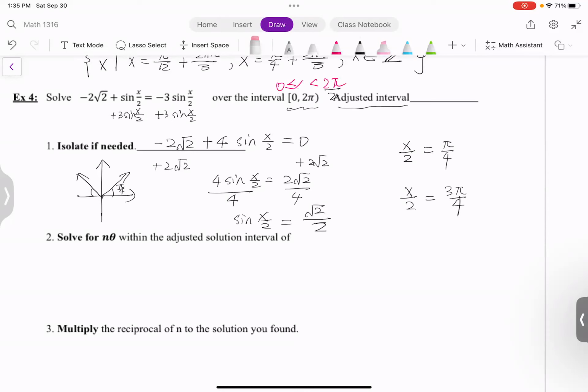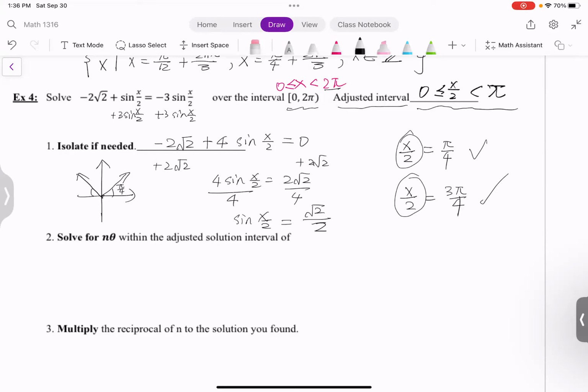So if I'm doing the division, I have x over 2 is bounded between 0 and pi, because 2 pi over 2 is pi. Then I need to find my angle x over 2 bounded between 0 and pi. Are these two angles bounded between 0 and pi? Yes, they are. So I keep these two solutions.